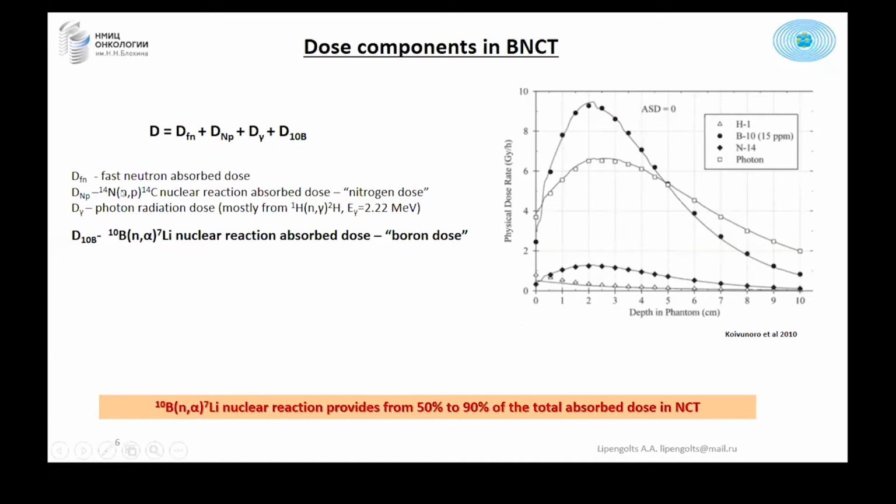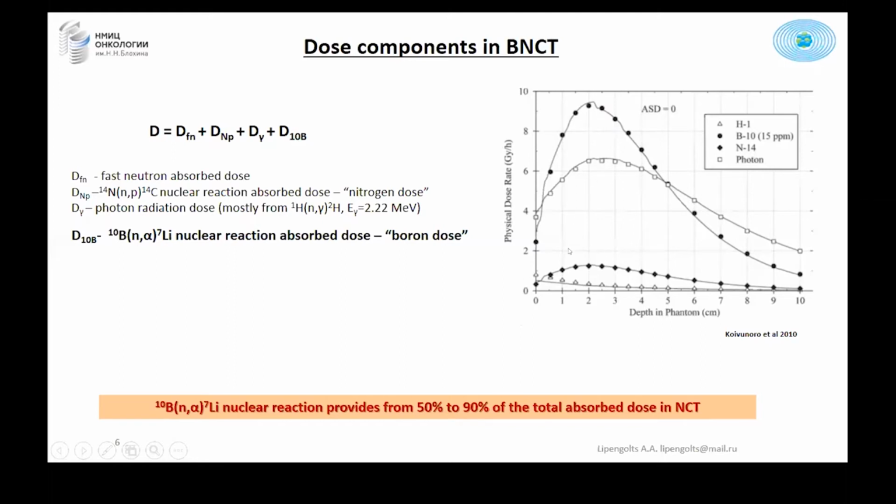Nitrogen dose, which is created by the nuclear reaction on nitrogen, and as a result of this reaction, a proton is emitted and also causes absorbed dose within the irradiated object. And dose from photon radiation, mostly from the neutron capture reaction on hydrogen. But also some photons are coming within the beam of thermal neutrons. And of course, there is the dose from the reaction on boron-10.